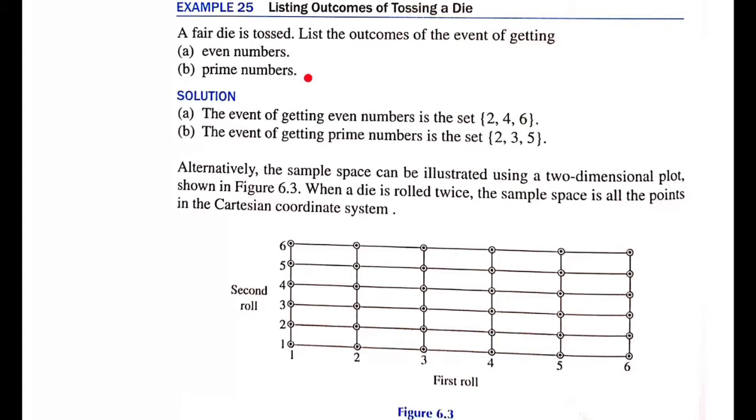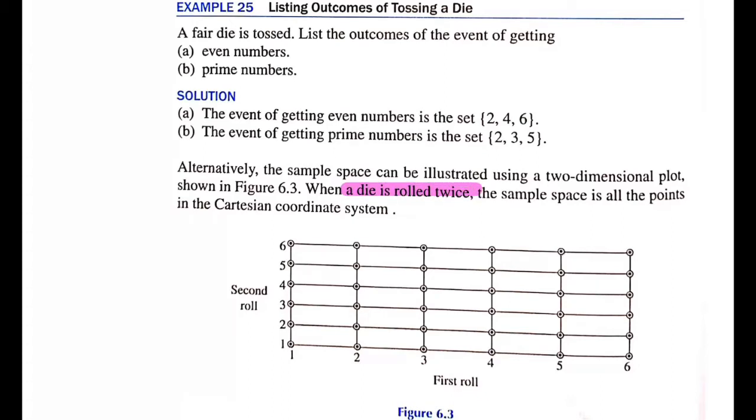Next, list the event for getting a prime number. The prime numbers are 2, 3, 5. That is your sample space. How about if two dice, or if a die is rolled twice?